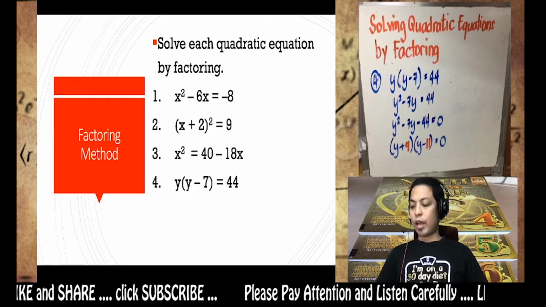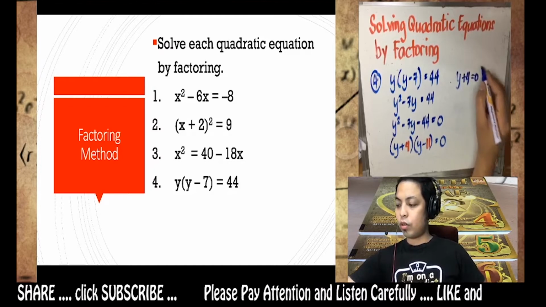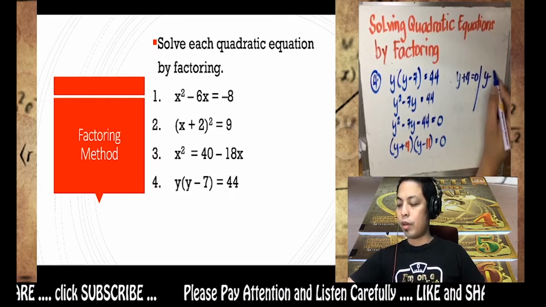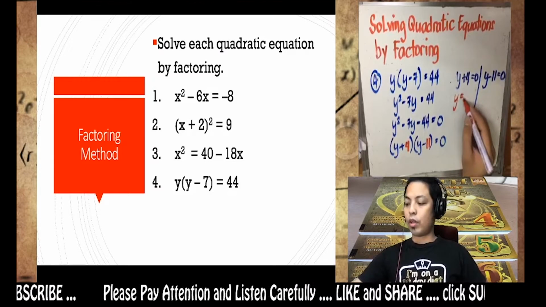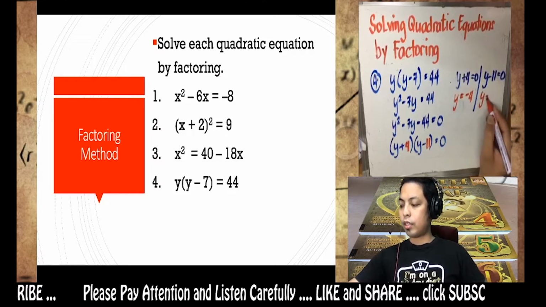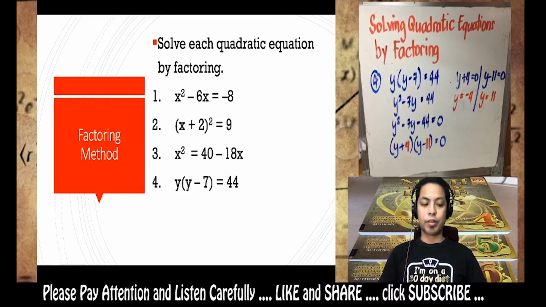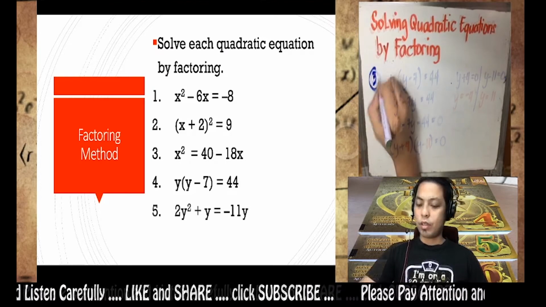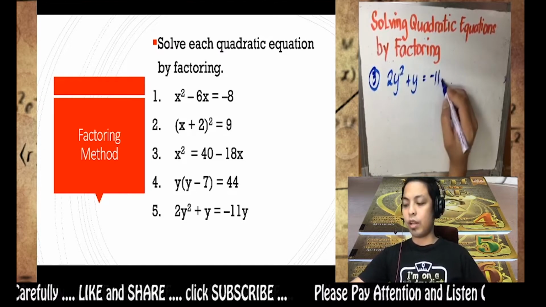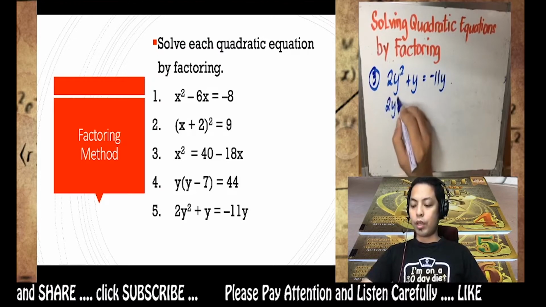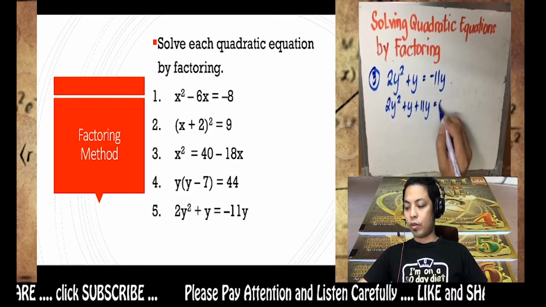Okay? So, we have two equations now. Y plus 4 is equal to 0. And then the other one is y minus 11 is equal to 0. So, y is equal to negative 4 and y is equal to 11. That's for number 4. Number 5, we have 2y squared plus y is equal to negative 11y. So 2y squared plus y plus 11y is equal to 0.